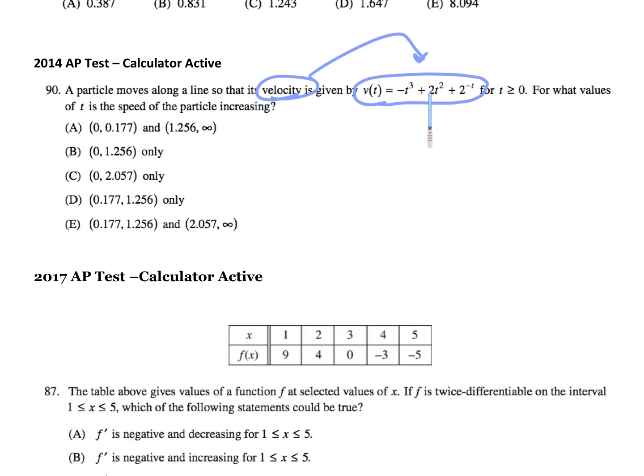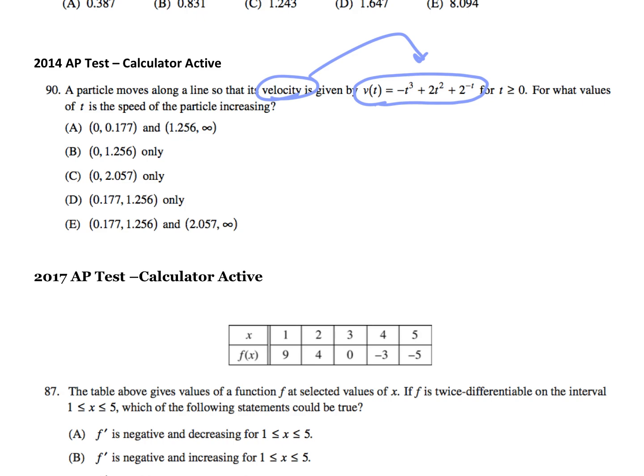So if they gave us the velocity and they said for what values of t is the speed increasing, I'm looking when that velocity is getting bigger, right? So you guys, what do I want to look at on my graph? Do I want to look at velocity? Yes. Yeah, let's do it. Let's just go to our graph.